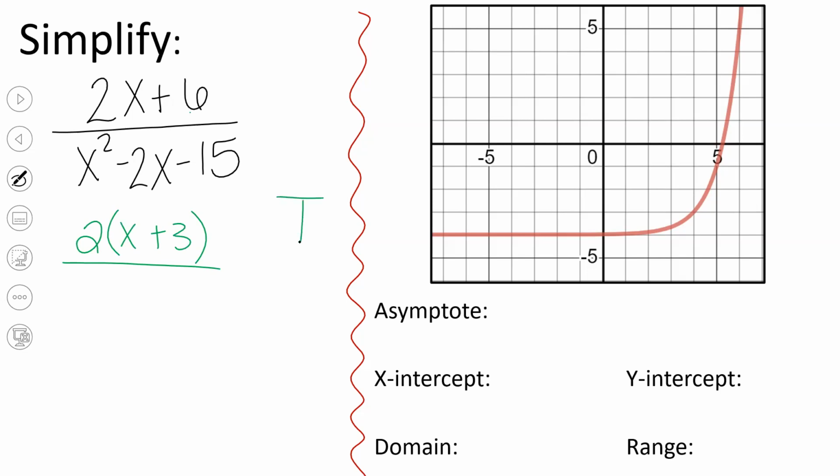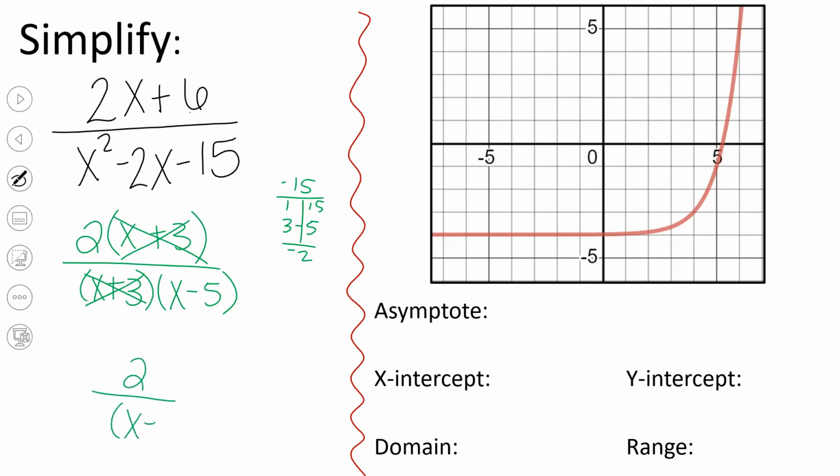With my negative 15 at the top and my negative 2 at the bottom: 1 and 15, 3 and 5. How do I get negative 2? Negative 5 and 3. So I'll have x plus 3 and x minus 5. What do you notice can happen? What can cancel? The x plus 3s can cancel. Very good. So what would my final answer be? 2 over x minus 5.